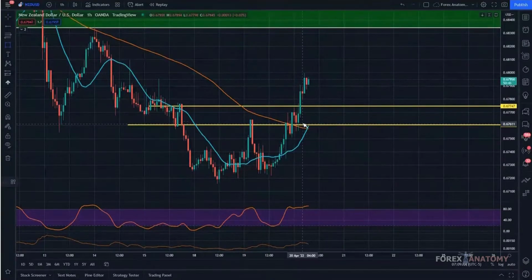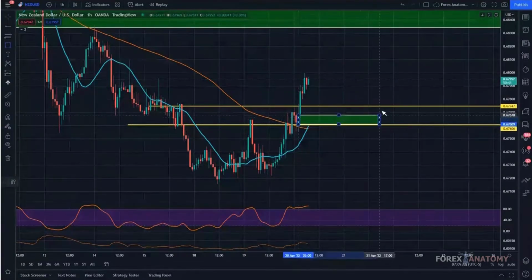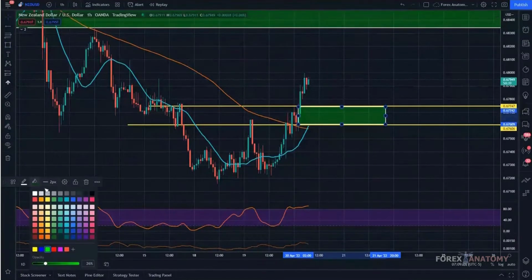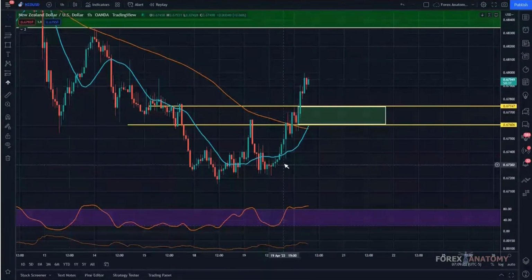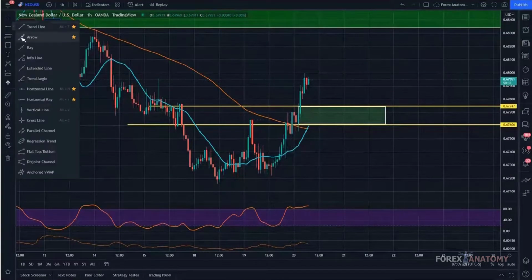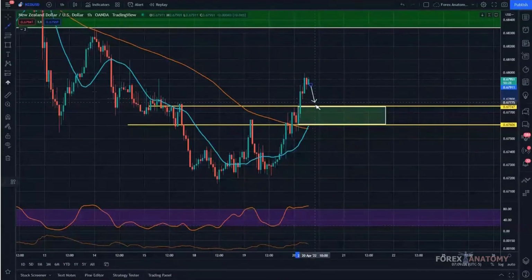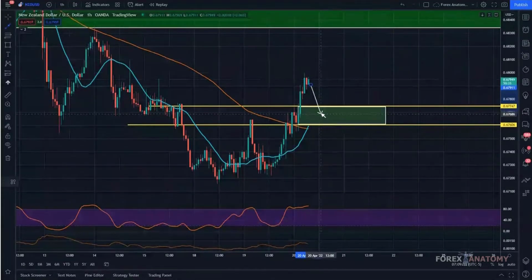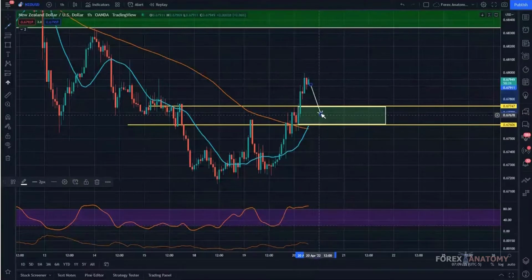So what I'm going to do is draw in a box to support this area right here. And let me change the color because I don't want it to be that color. We can keep it this color for now. But what we're going to look for, we're going to look for price to correct right back down into this area, retest this area, and then from there we'll look to buy on bullish confirmation. And there's a number of ways you can look to buy. For one, I like this.